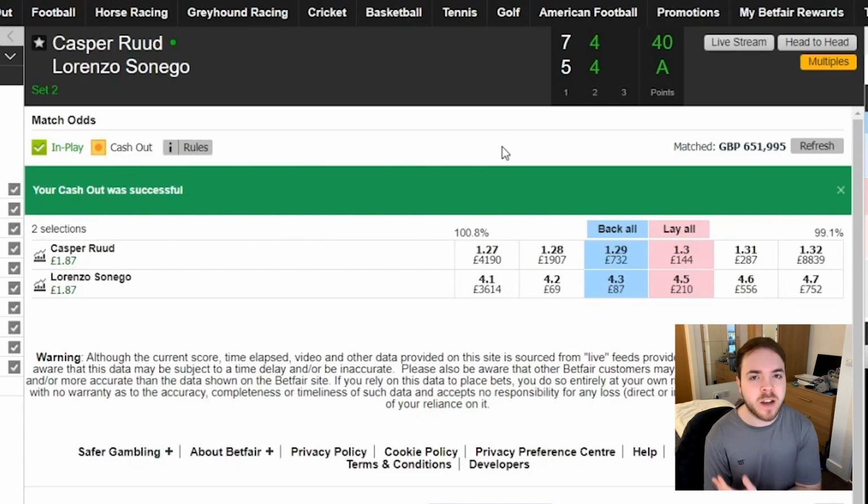There's obviously loads of different ways you can implement this strategy. You could do it, maybe instead of doing it on a set-by-set basis, you could just do it from the off and maybe do it in between the actual services. So you saw multiple times there where Casper Ruud took the lead in his opponent's service.